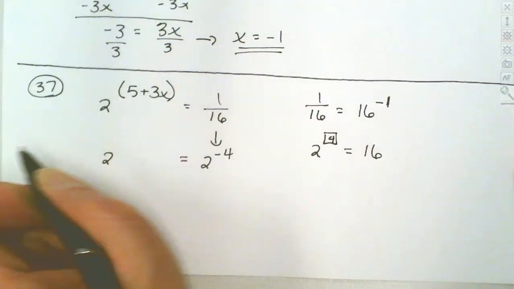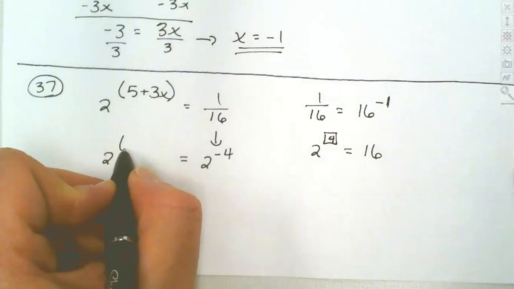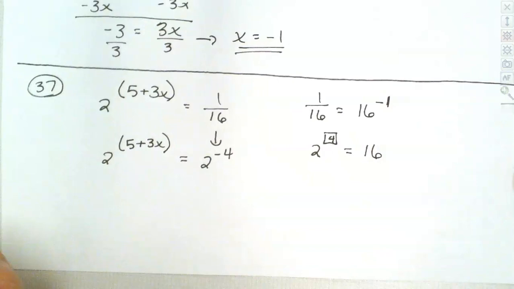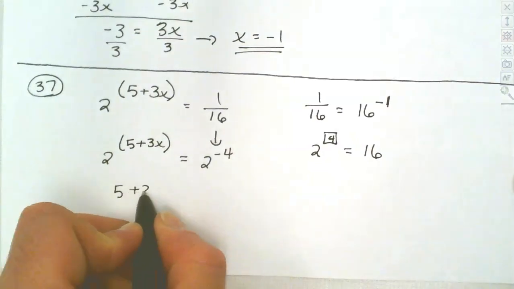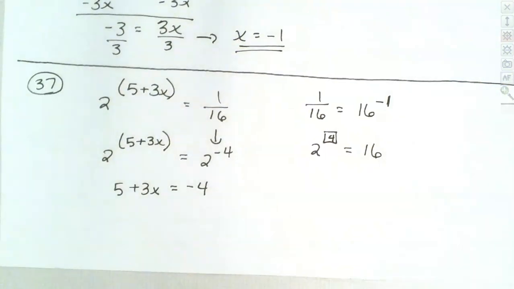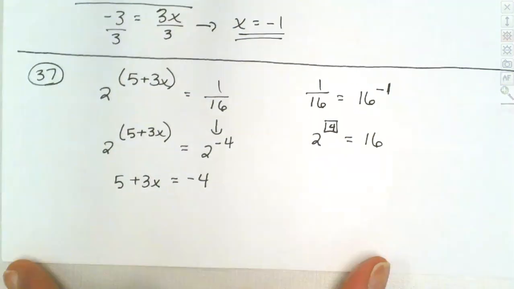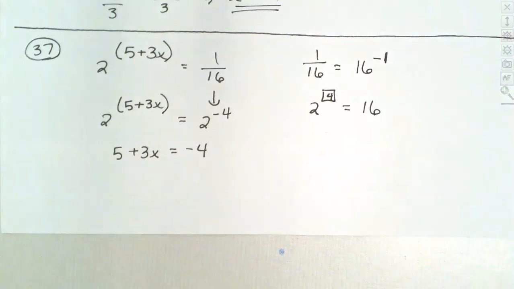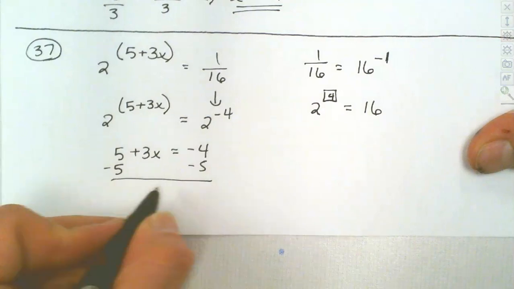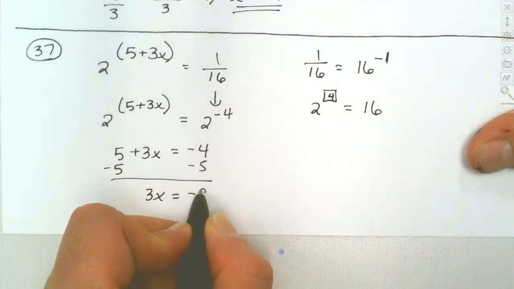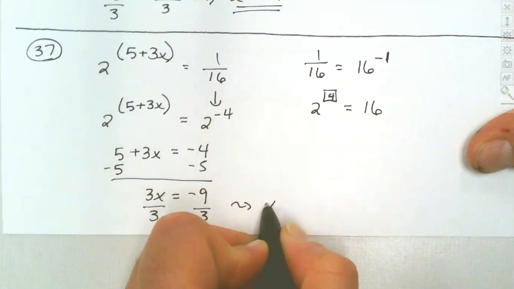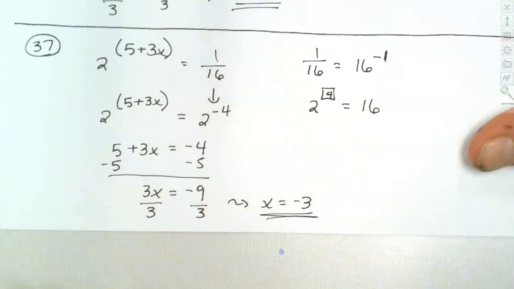Now the bases again are the same. And so the exponents must be the same as well. So 5 plus 3x equals that negative 4. And easy enough to solve. Move that 5 over. So 3x equals negative 9. Divide by our 3. And x now equals negative 3, doesn't it?